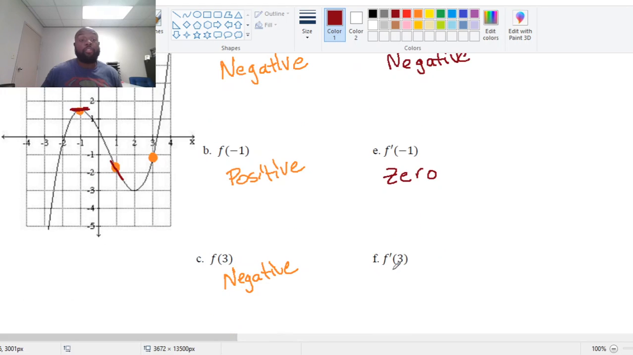And then f prime of 3, our function is increasing. If we drew a tangent line, which is a line that just touches at that point but doesn't cross the curve, it may look something like that. That's going up from left to right, and so f prime would be positive. That's a positive slope.